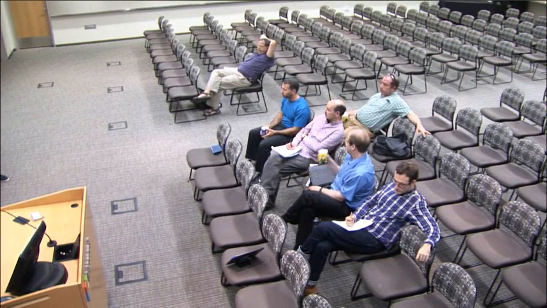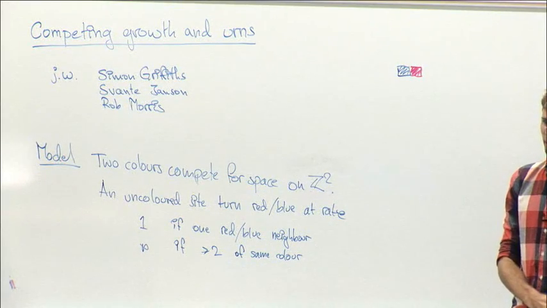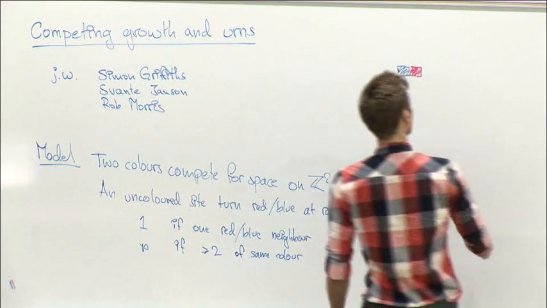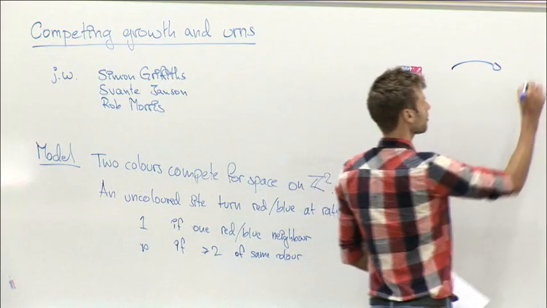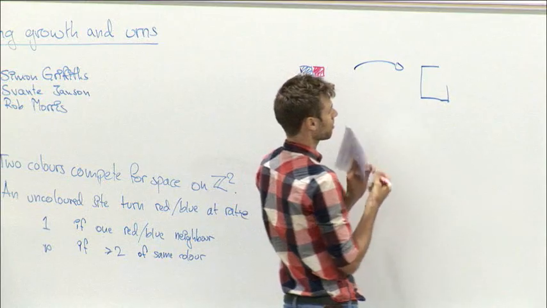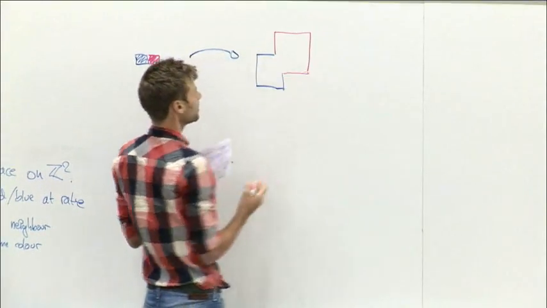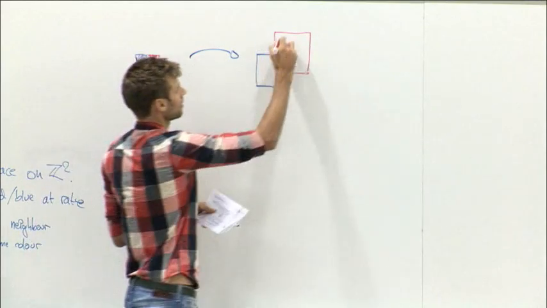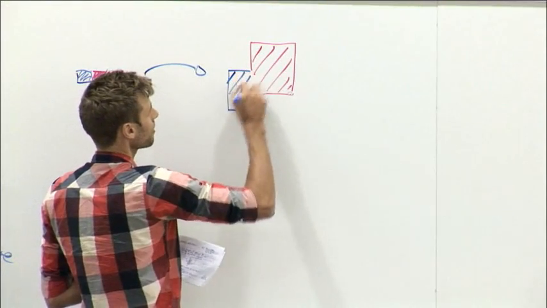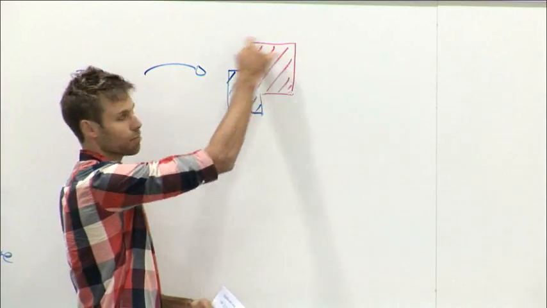Since there's only going to be one nucleation at a time, you never end up in that situation, unless it's in your starting configuration. So after some time, this will evolve, and maybe the blue has grown out to occupy this space, and the red has grown out to occupy this part. Exactly how it looks at the interface between the two doesn't really matter, because what will determine the continuation of the process is just the boundary.